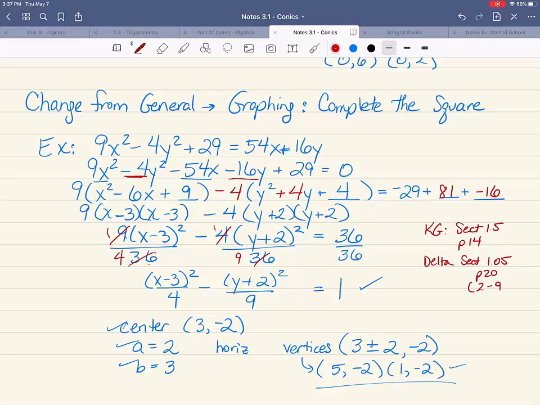I want you to do problems 2 through 9. Now, in the Griffith book, you can either do the odds or the evens. The Delta book, do a good sampling of 2 through 9. I don't remember exactly how long those problems are. All right. Let me know if you have any questions, and good luck with this assignment.